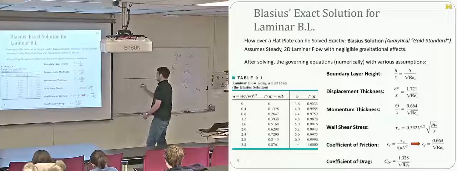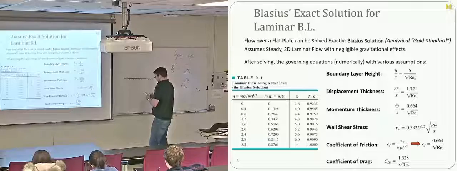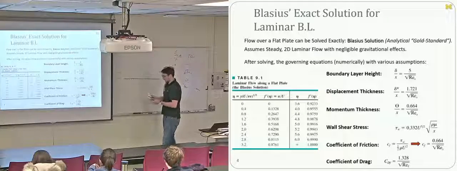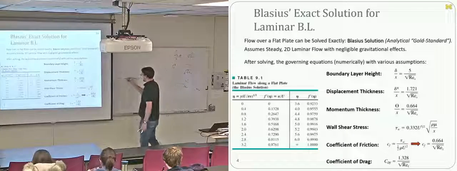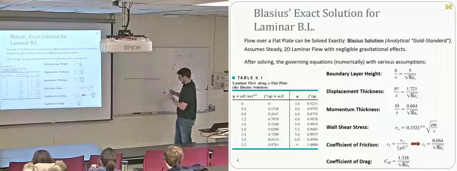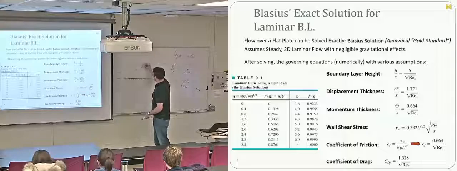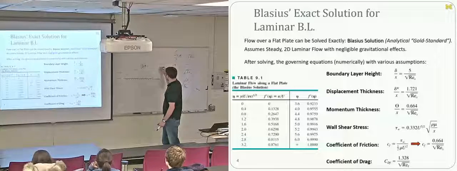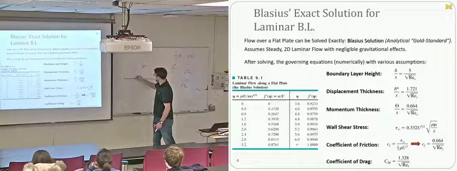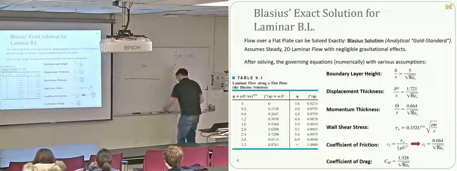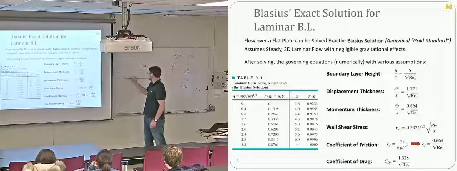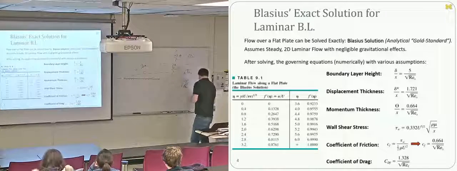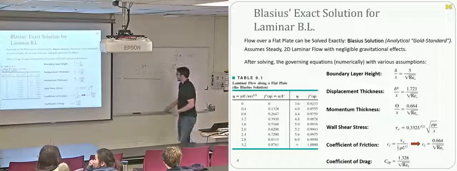So what this looks like on a plate with uniform inflow is this. This is the thickness of our boundary layer, the 99% thickness. This would be delta star.